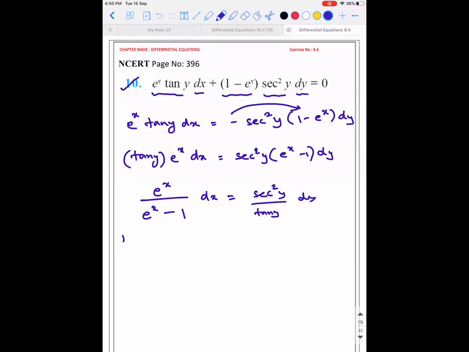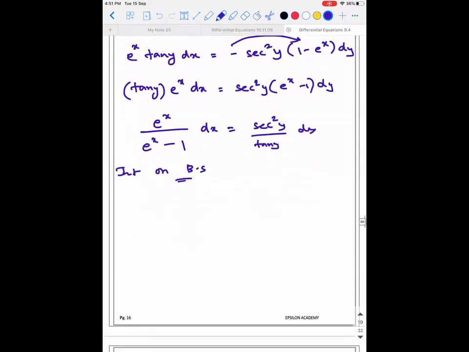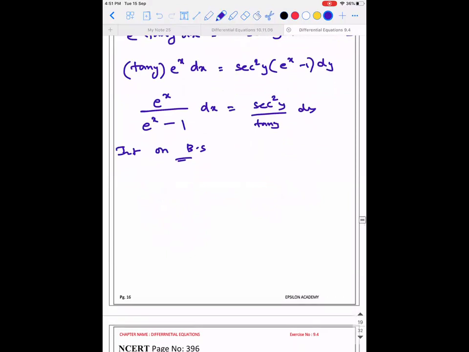So when you integrate on both sides, how to integrate the left hand side? You take the denominator as t. For LHS, e power x minus 1 will be t, which implies e power x dx will be equal to dt. So when you do that, what will you get? You will get log t. So the answer will be log of e power x minus 1 is equal to, what will you do here?